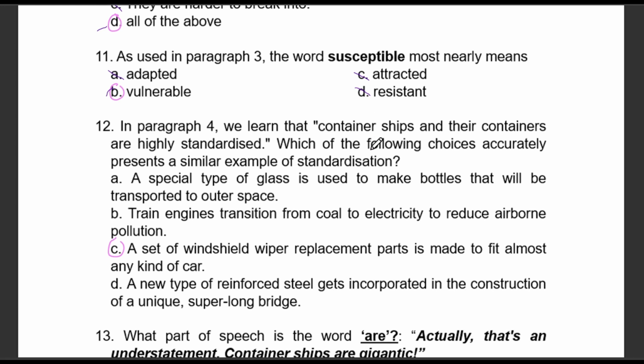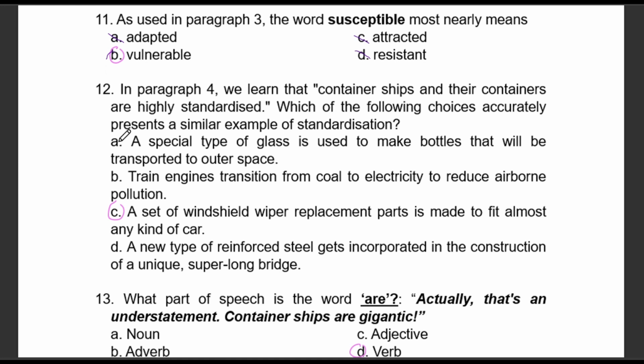Question 12. In paragraph 4, we learn that, quote, container ships and their containers are highly standardized. Which of the following choices accurately presents a similar example of standardization? A. A special type of glass is used to make bottles that will be transported to outer space. B. Train engines transition from coal to electricity to reduce airborne pollution. C. A set of windshield wiper replacement parts is made to fit almost any kind of car. D. A new type of reinforced steel gets incorporated into the construction of a unique, super long bridge.